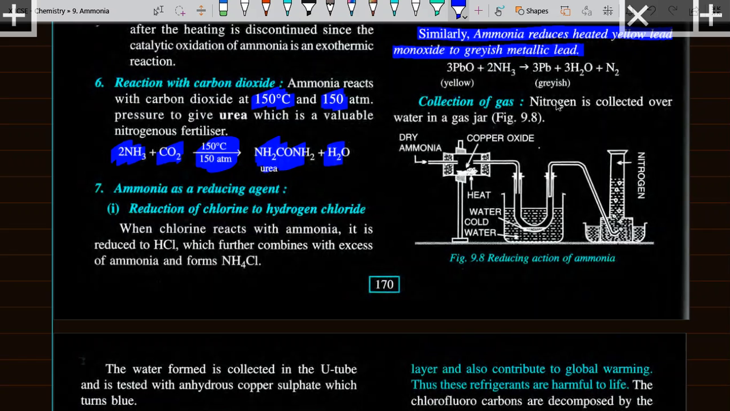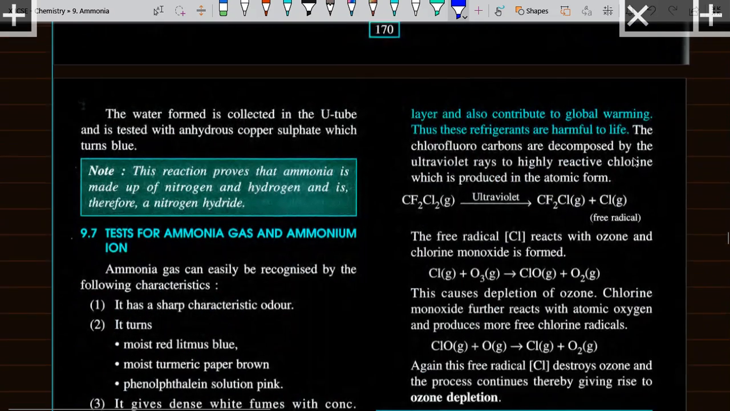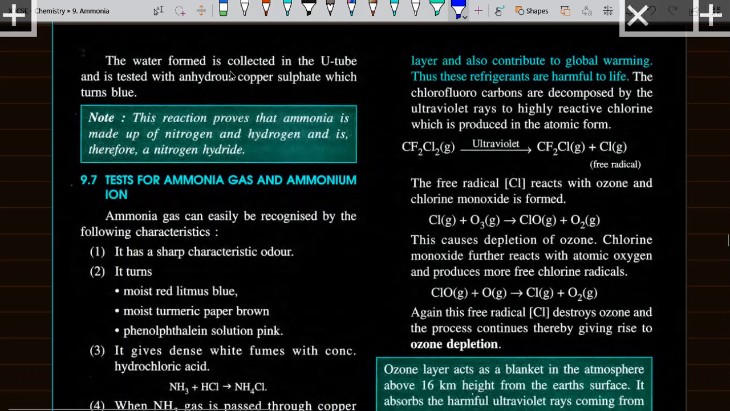Collection of gas. Nitrogen, which is collected over here, is collected in water in a gas jar because it is sparingly soluble in water. The water formed is collected in the U tube and is tested with anhydrous copper sulfate, which turns blue. This reaction proves that ammonia is made up of nitrogen and hydrogen and is therefore nitrogen hydride.